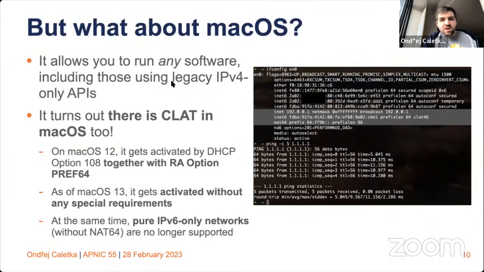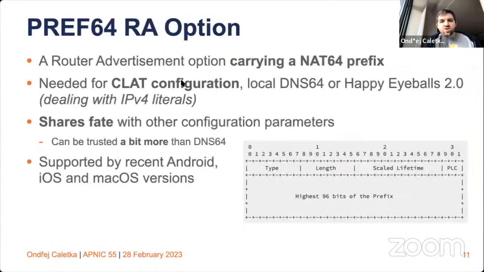I mentioned briefly the router advertisement option PREF64, which is also another new thing. Basically, when setting up this CLAT, the translator inside the host machine, the CLAT has to be set up with the NAT64, and somehow it has to discover which IPv6 prefix is used for NAT64. It seems the best option is the new router advertisement option called PREF64, a very simple option that is just added to the router advertisement.